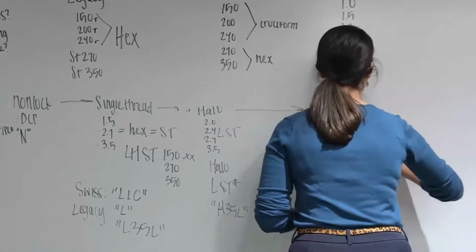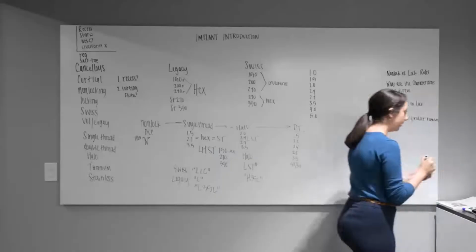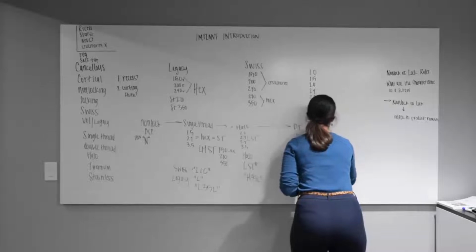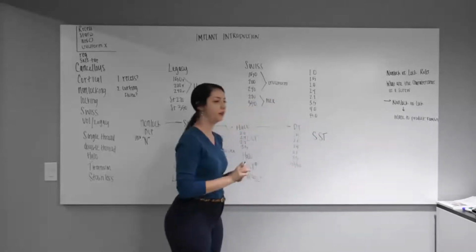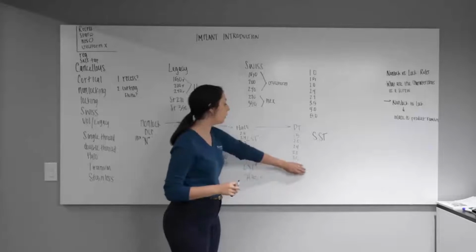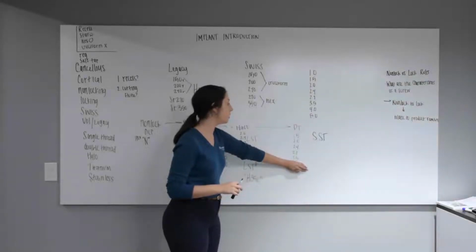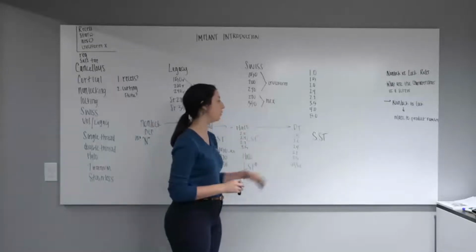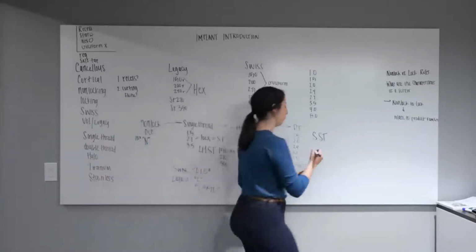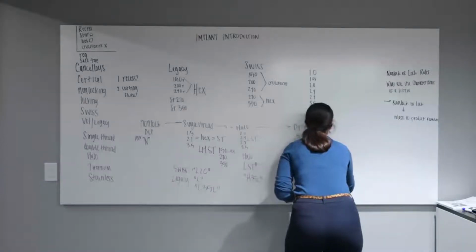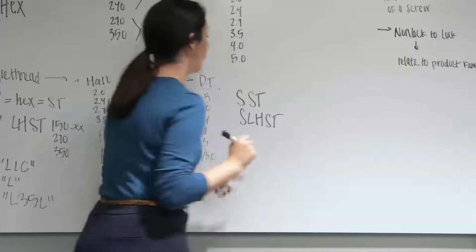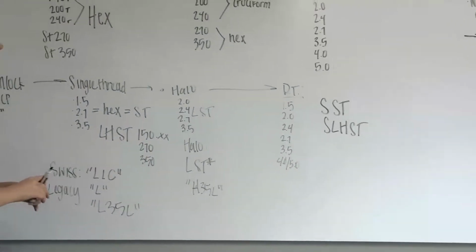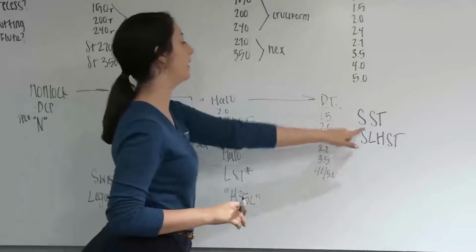Star is only available in self-tapping screws, so all of their codes will have an SST in the front. For your cortical screws, it's going to change. So this is just going to be applicable for your 1.5 through your 3.5 star cortical screws. Star locking screws are going to just add an S in front of our LHST, the same way we just added an S in front of our ST.